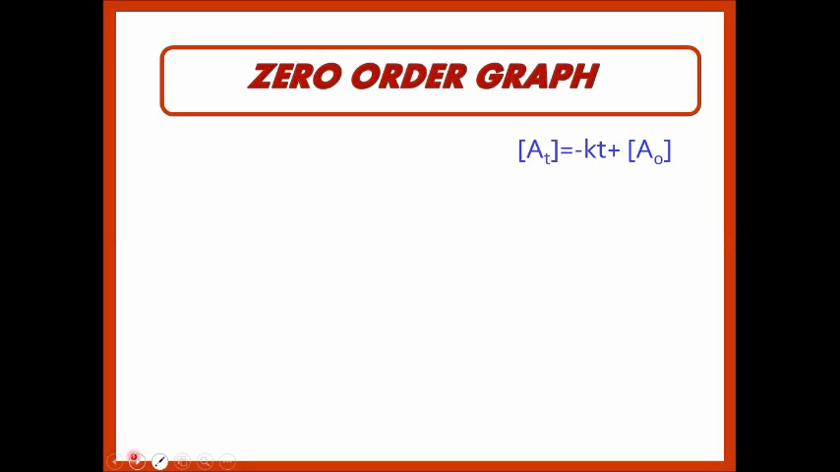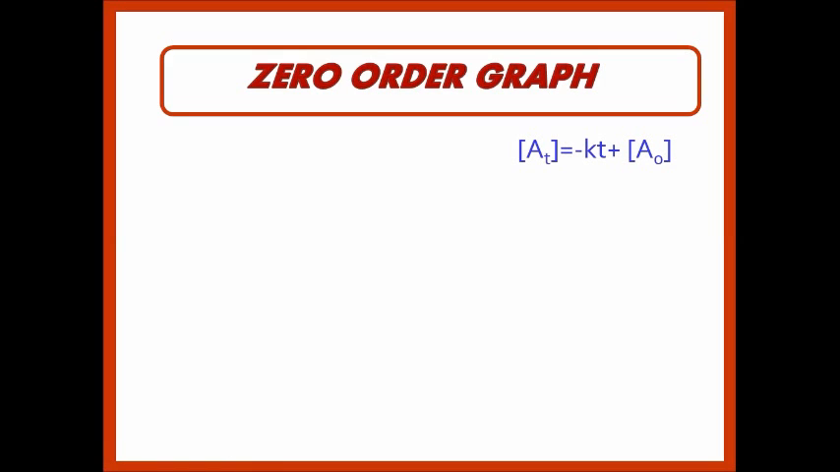So for a zero order graph, remember, here's our integrated rate law. It's the concentration of our reactant at a specific time is equal to the negative rate constant times time of the reaction plus the initial reactant concentration.